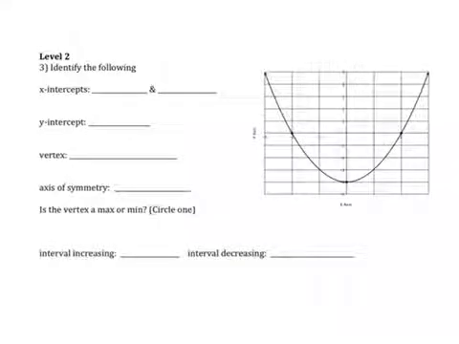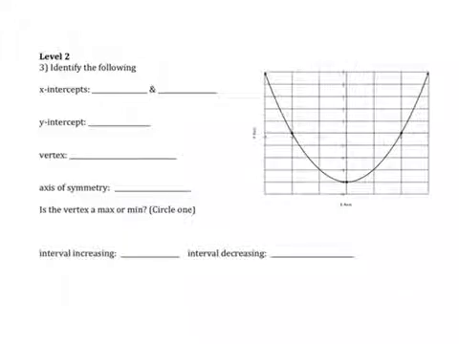Alright, this is going to be level 2 of objective 24. This is the skills portion of 24. So we're going to go through the basics of parabolas, which will be this page, and then we'll go through vertex form of a parabola as well as standard form of a parabola. Alright, let's get started. So for our basics of parabolas, we need to be able to identify a couple things.